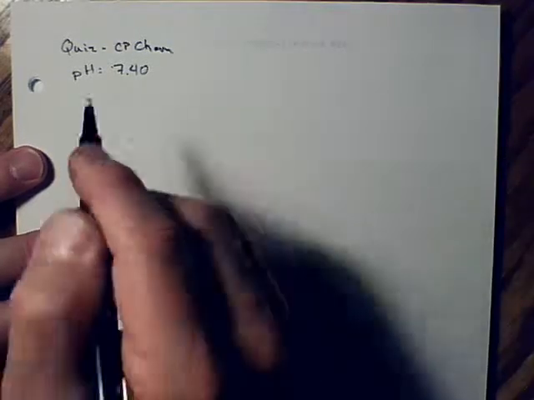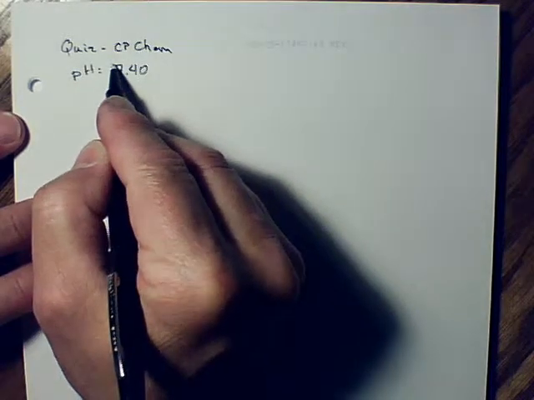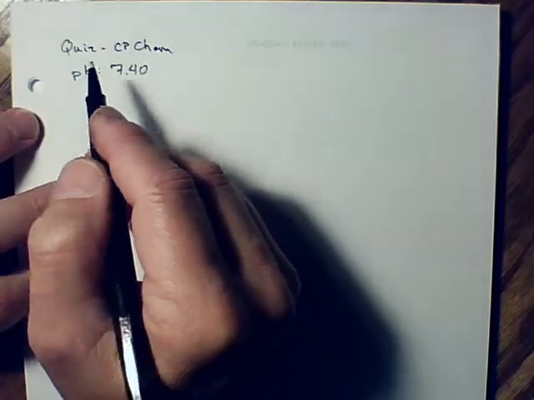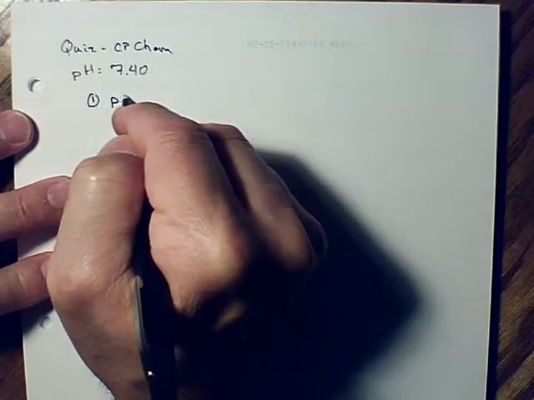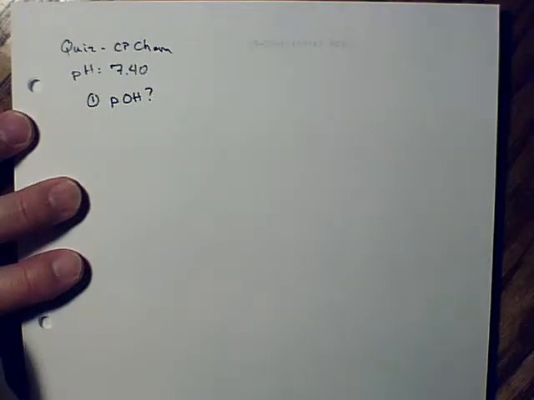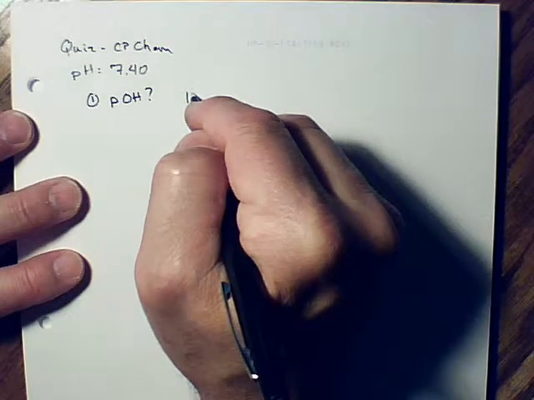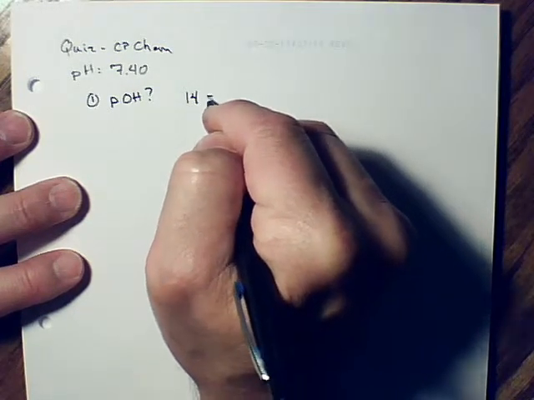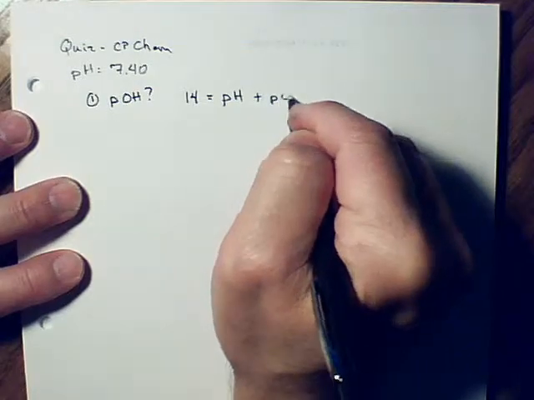All right, so you're given this quiz in which you are given the pH 7.40 and you're asked to find the other values. The first value you're asked to find is the pOH. Well, the easy way to find this one is to know, and you're required to know, that 14 is equal to pH plus pOH.